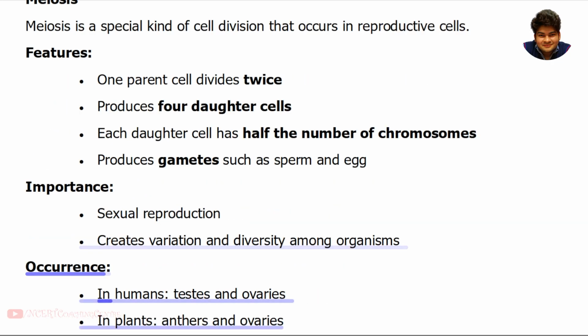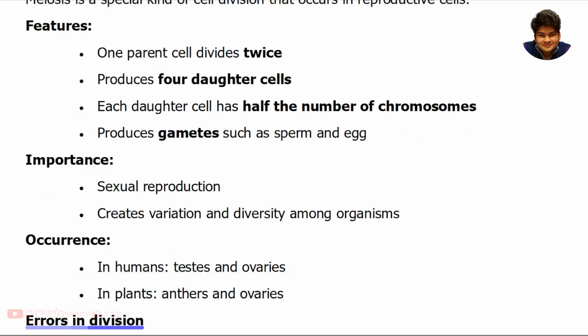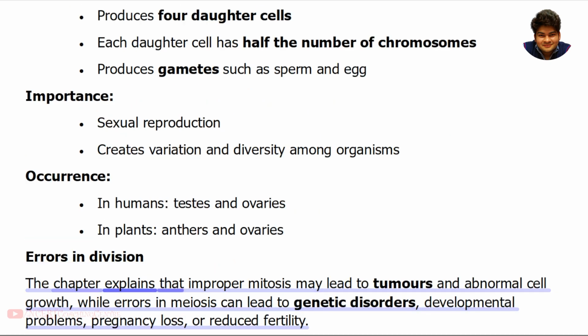Occurrence: in humans, testes and ovaries. In plants, anthers and ovaries. Errors in division. The chapter explains that improper mitosis may lead to tumors and abnormal cell growth, while errors in meiosis can lead to genetic disorders, developmental problems, pregnancy loss, or reduced fertility.